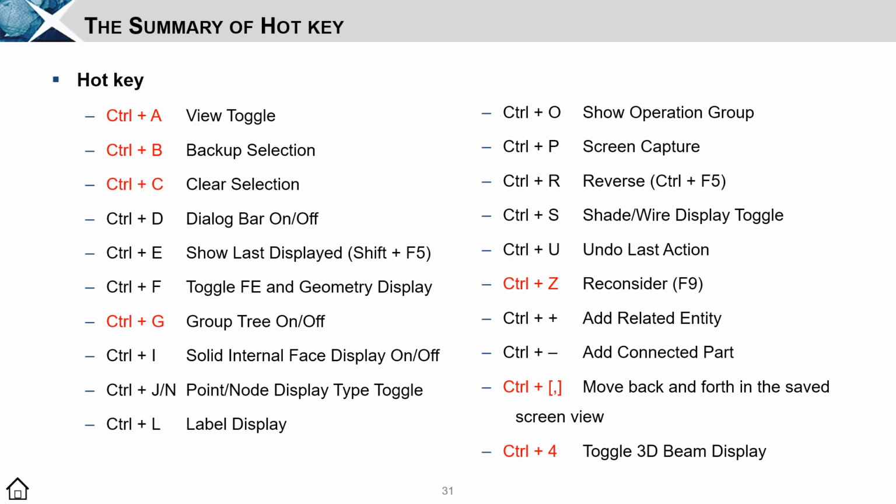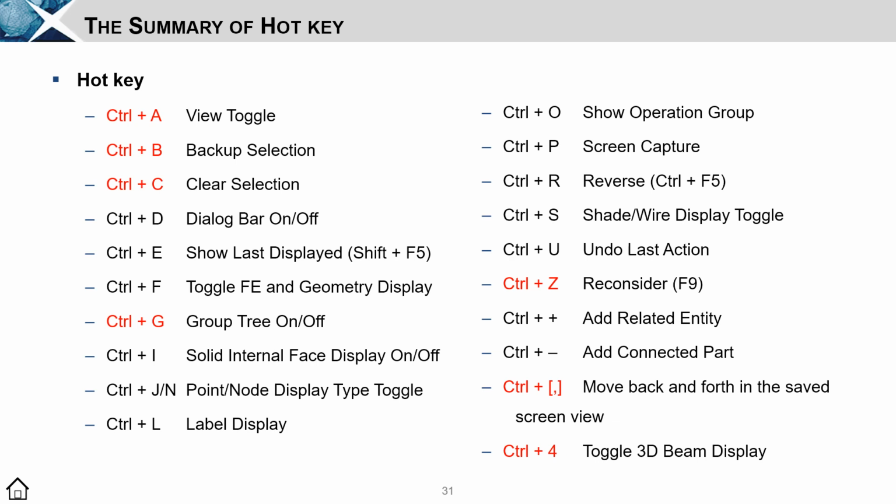The Control key plus alphabet G is a toggle shortcut that shows the group tree on the screen. The Control key plus alphabet S is the model drawing mode transition shortcut. The Control key plus alphabet Z is a toggle shortcut that lets you select elements that appear to be nested.